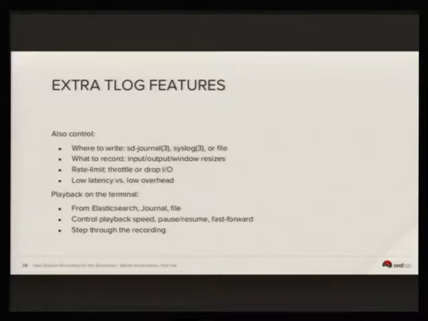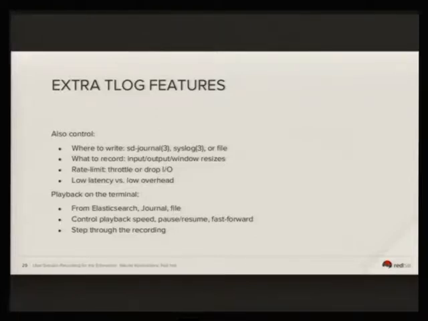As I said before, tlog can record to the journal through the sd-journal interface, through the syslog interface, which is supported by journal, rsyslog, and other logging systems, and also to a file if you want to test it. You can control what you want to record, the input or output, and input logging is disabled by default. You can disable window resizes if you really want to save a little bit of size. You can limit the rate at which the log messages are logged. So for example, if the user just cats a long file, or cats /dev/urandom or something on the terminal, your log is not flooded or overwhelmed, and you can set up either throttling or just dropping the packets.